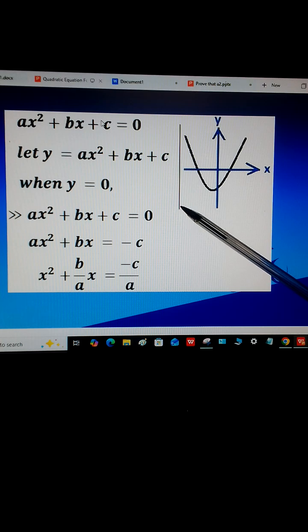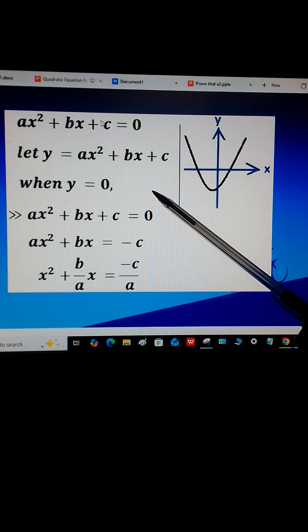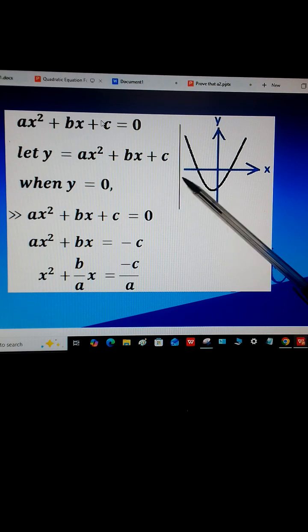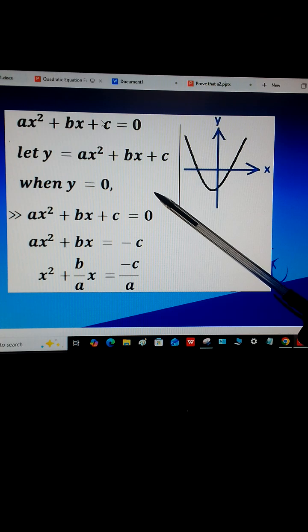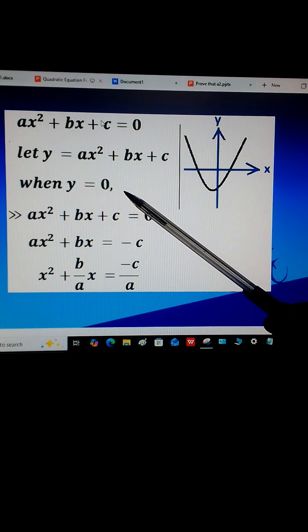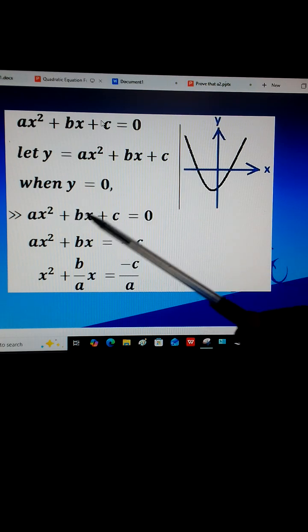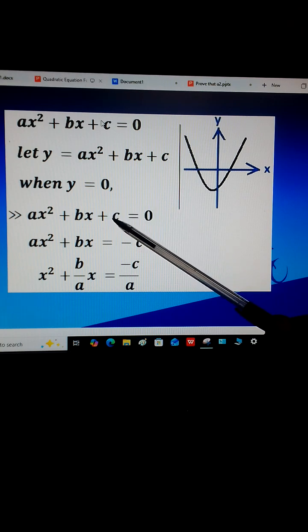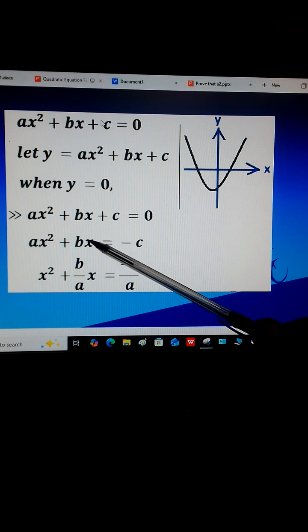equation. Alright? So we want to derive an expression for a formula, the quadratic equation formula, for finding those solutions, the values of x when y is equal to 0. So when y is equal to 0, we say ax squared plus bx plus c is equal to 0. Alright? Now what we can do here, we can subtract c from both sides, because our main objective is to make x the subject of the equation.